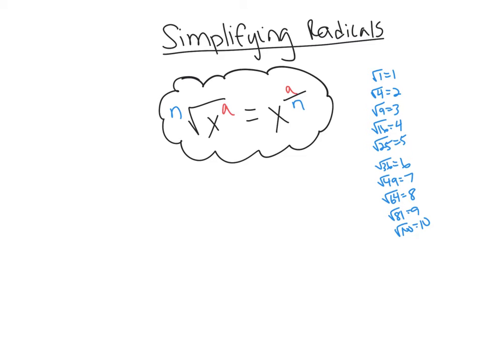So, some common cube roots. Cube root of 1 is 1. Cube root of 8 is 2. Cube root of 27 is 3. Cube root of 64 is 4. Cube root of 125 is 5. So that might assist us in solving and simplifying some radical problems. Let's start with an example.